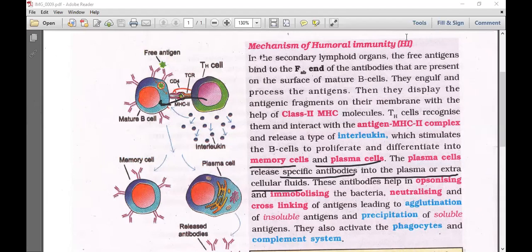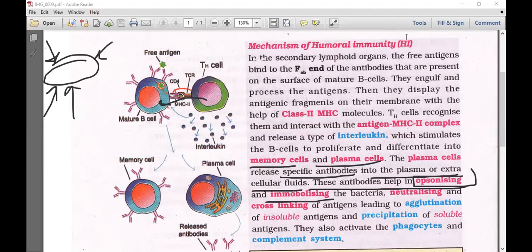These antibodies help in opsonizing and immobilizing. What is immobilizing? That you have seen, neutralizing. Opsonization is also similar. Opsonization means making bacteria more susceptible to phagocytosis. That means here holding the microbe. With the help of antibodies, they hold the microbe.